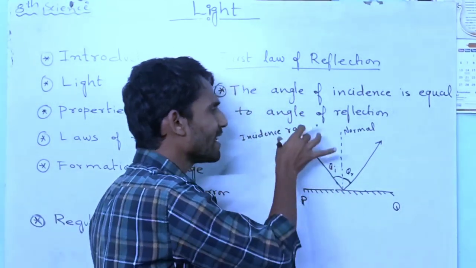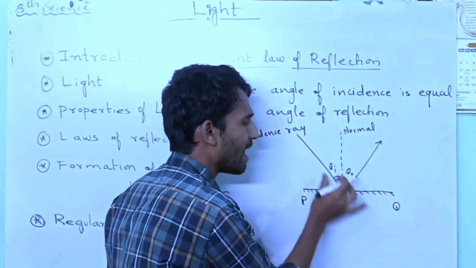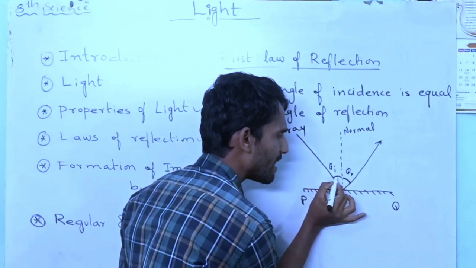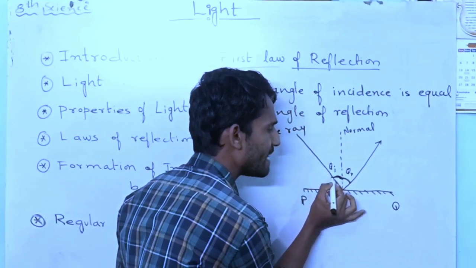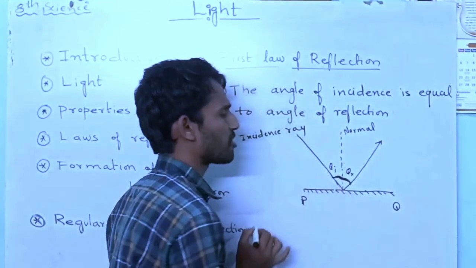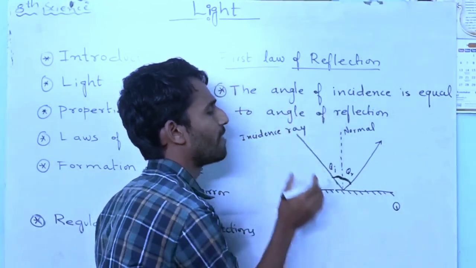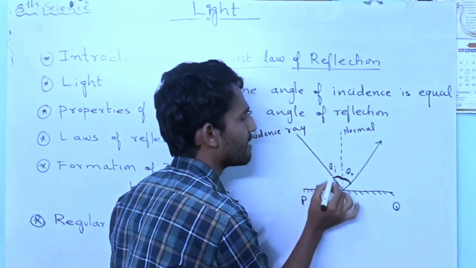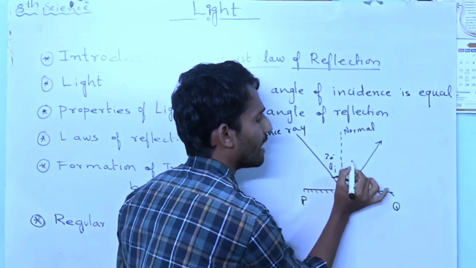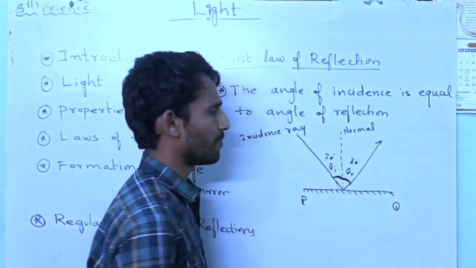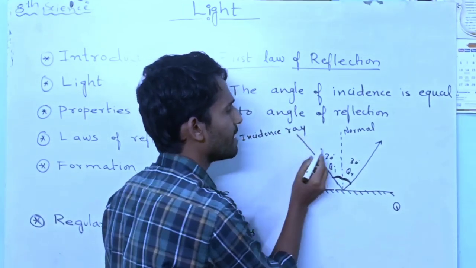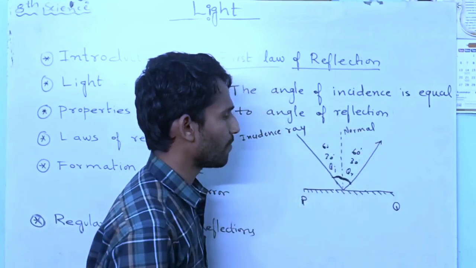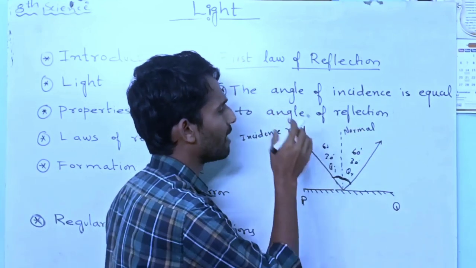See, dear student, when a light falls on a mirror, that is reflecting back again. This is the angle of incident. Angle of incident is equal to angle of reflection. This is the first law of reflection. When this angle of incident is 30 degree, it means angle of reflection is also 30 degree. If angle of incident is 60 degree, angle of reflection is also 60 degree. This is the first law of reflection.